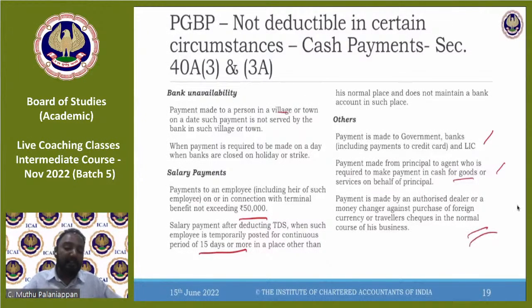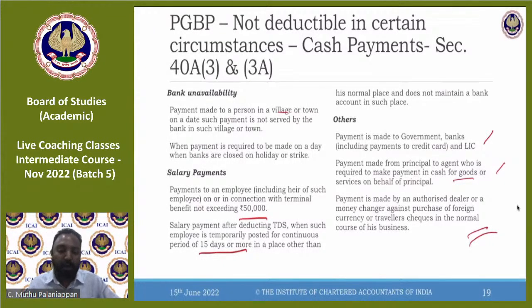Similarly, foreign currency exchange. If you are converting any currencies, you can pay by cash. So these are all exceptions. Let me repeat, what are all the exceptions? Payment to small scale industries, unavailability of bank, salary payments for termination and traveling persons, other cases, that is your bank, RBI, principal agent relationship, and forex transaction. So these are the broad categories in which you can still make payment in cash and it's still allowed. So this is discussed in section 40A, 3 and 3A.